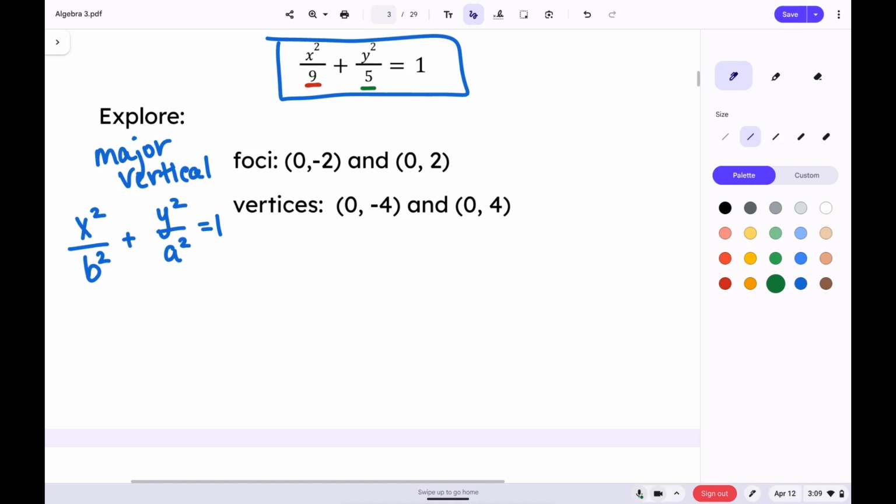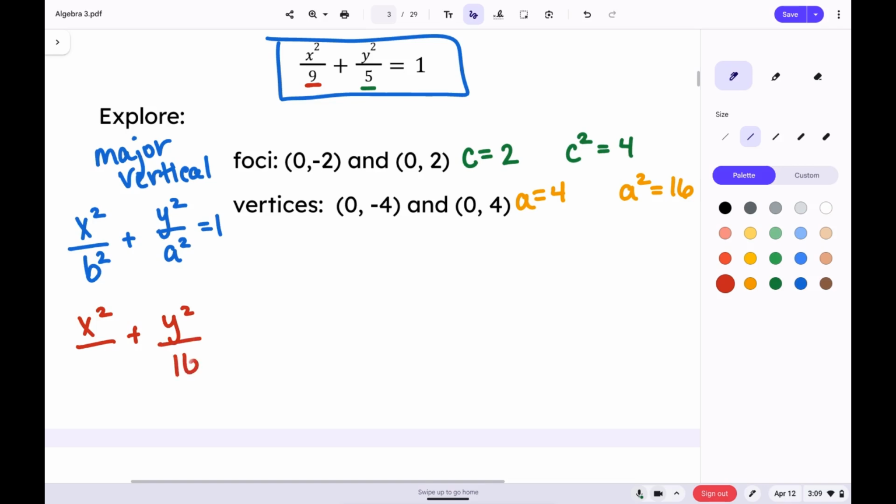Your foci points are going to tell you your c value. So c is going to be equal to 2, which means c squared should be 4. Your vertices are going to give you your a value. So a is 4, which means a squared should be 16. So I'm going to go ahead and start thinking about my equation here. I know that underneath the y squared, I should write 16, okay, because that's going to be my a squared value, and I just found that up here.